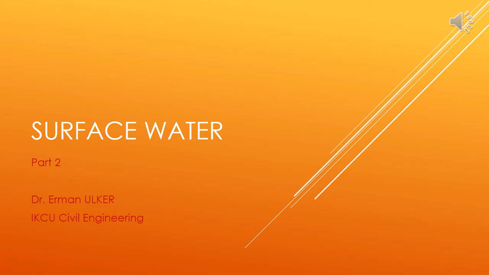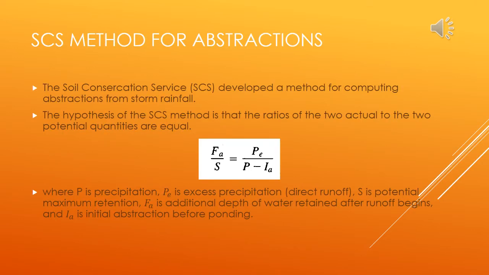Today we are going to go through the second part of surface water. We will see the SCS method, and then we are going to see how we are going to calculate the abstraction using this SCS method. The first subsection is the SCS method for abstractions.